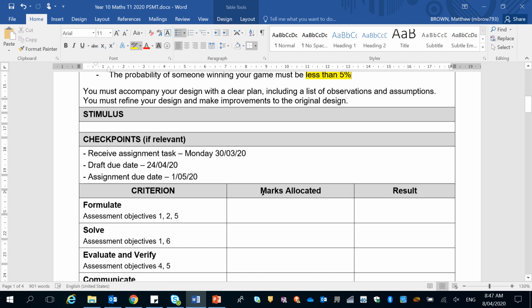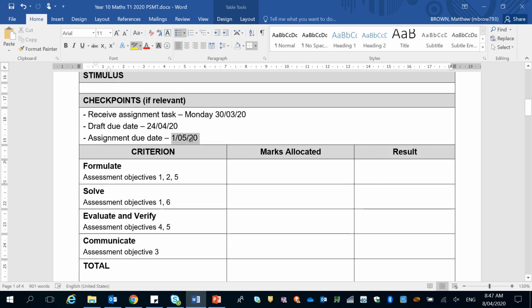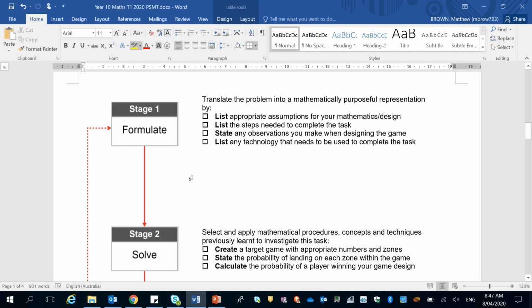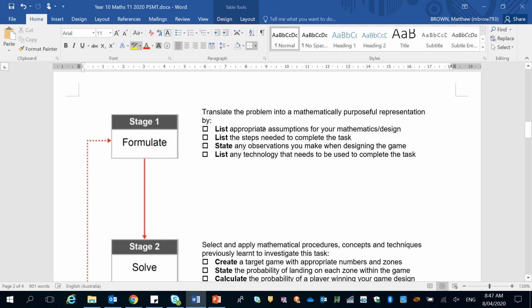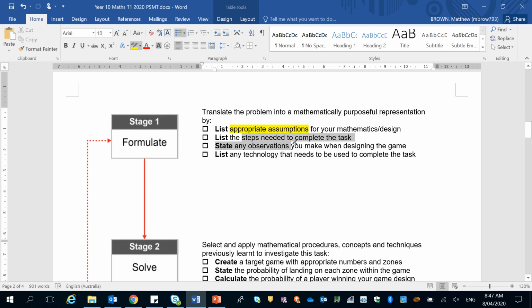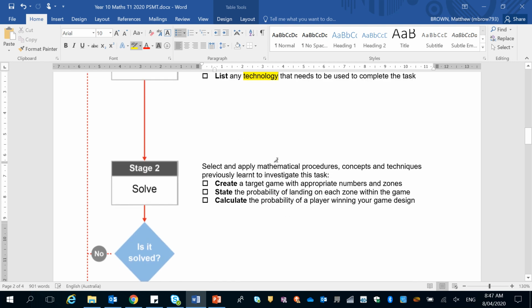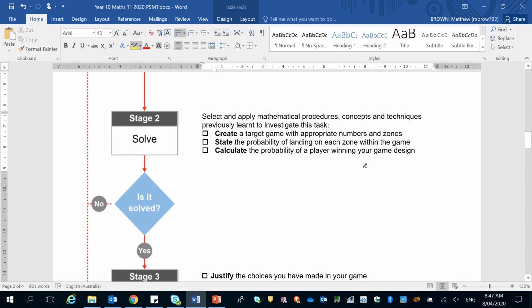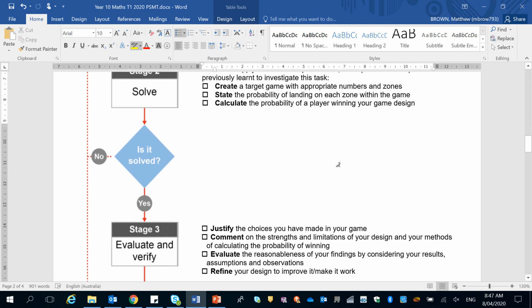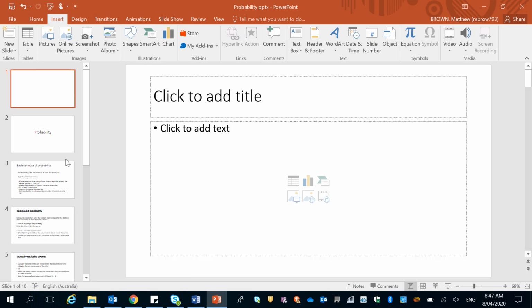So, it's due on the 1st of May. Okay, so you need to list your assumptions, you need to list the steps you need to complete the task. So going through your idea of making this game. Any technology that you need, whether it be calculator, Excel, Word, whatever. So here you are creating your target game and you're calculating probabilities, and we'll get back to that. Actually, we'll do that now.